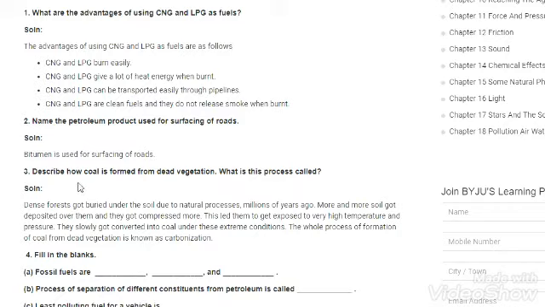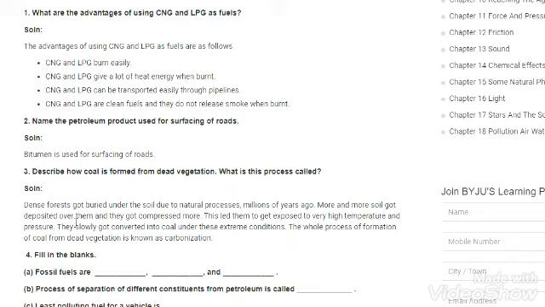Third one, describe how coal is formed from dead vegetation. What is this process called? We know that coal is formed from dead vegetation. Then what is the process known as? Yes, carbonization, right? Then here, describe, so you can explain.